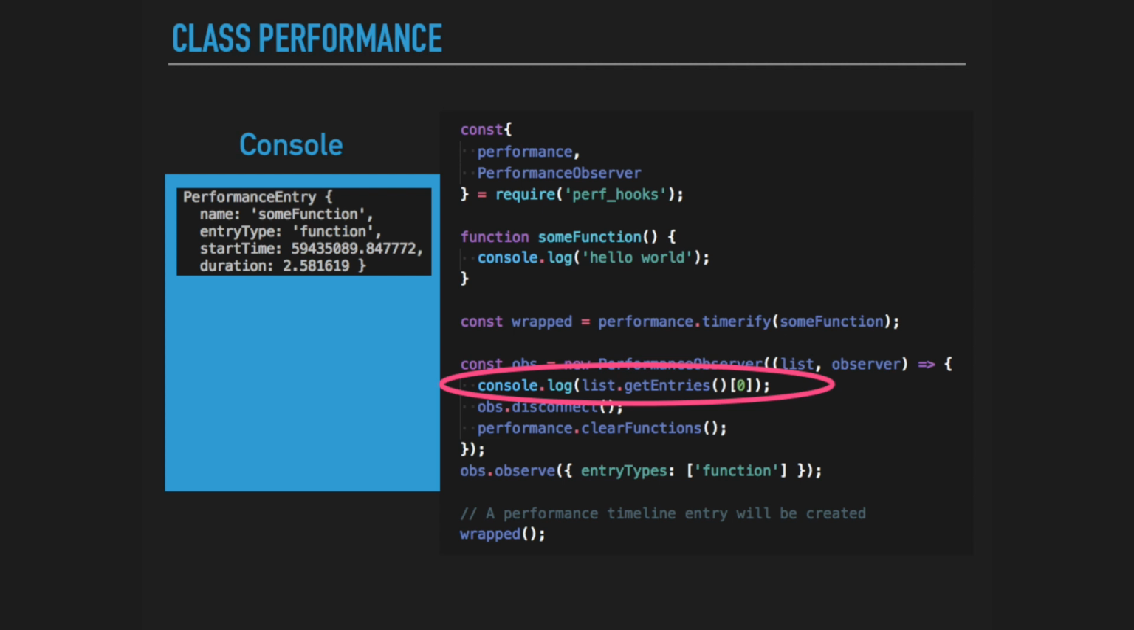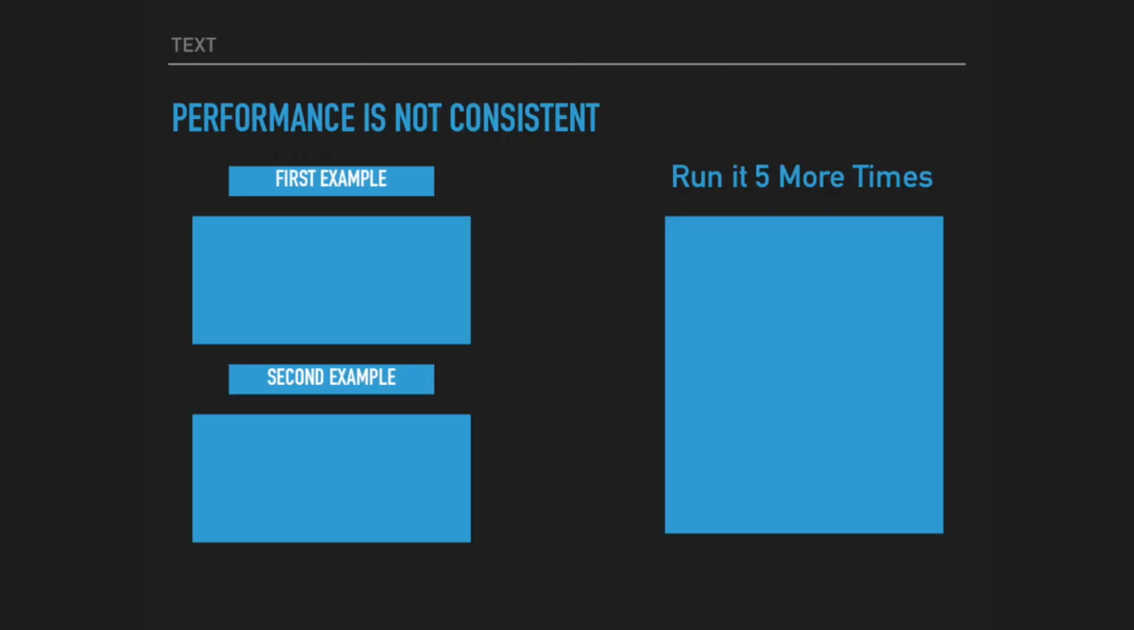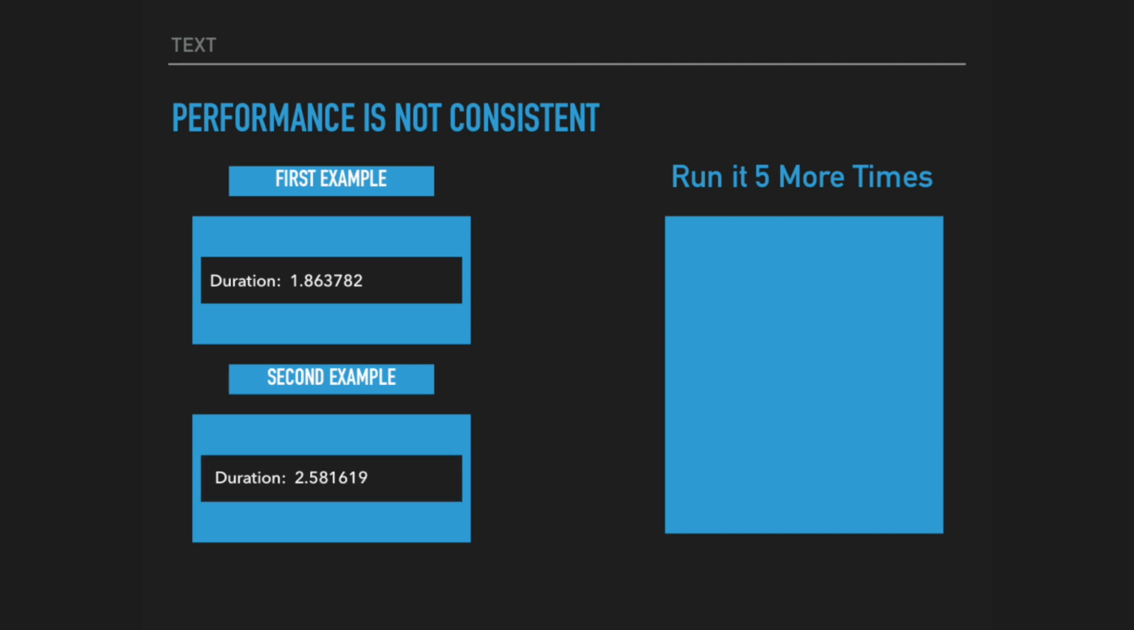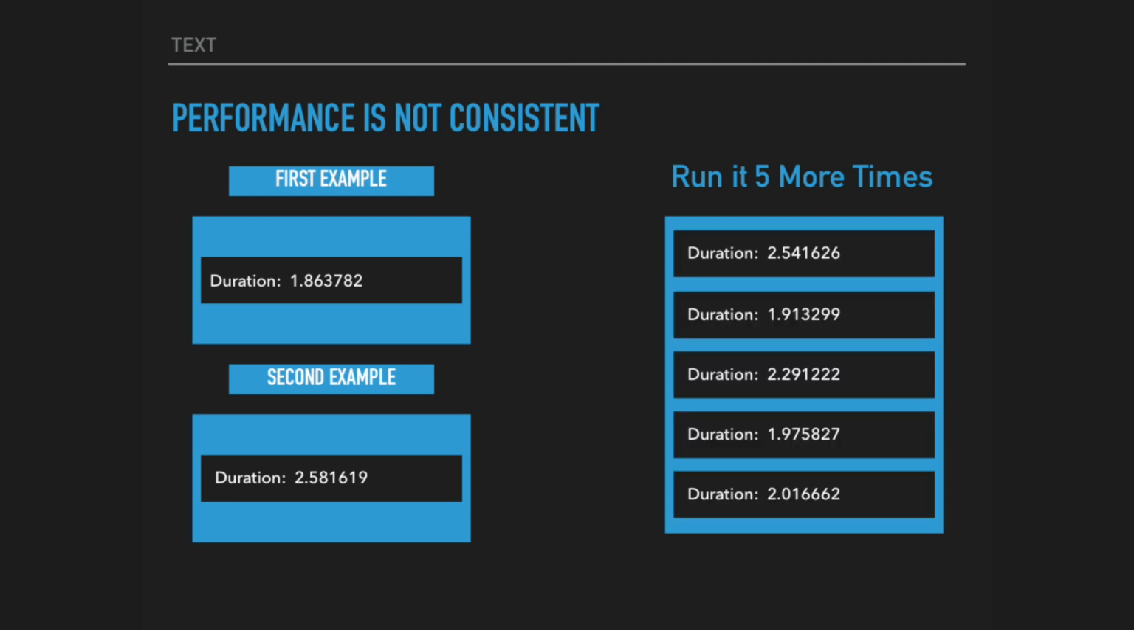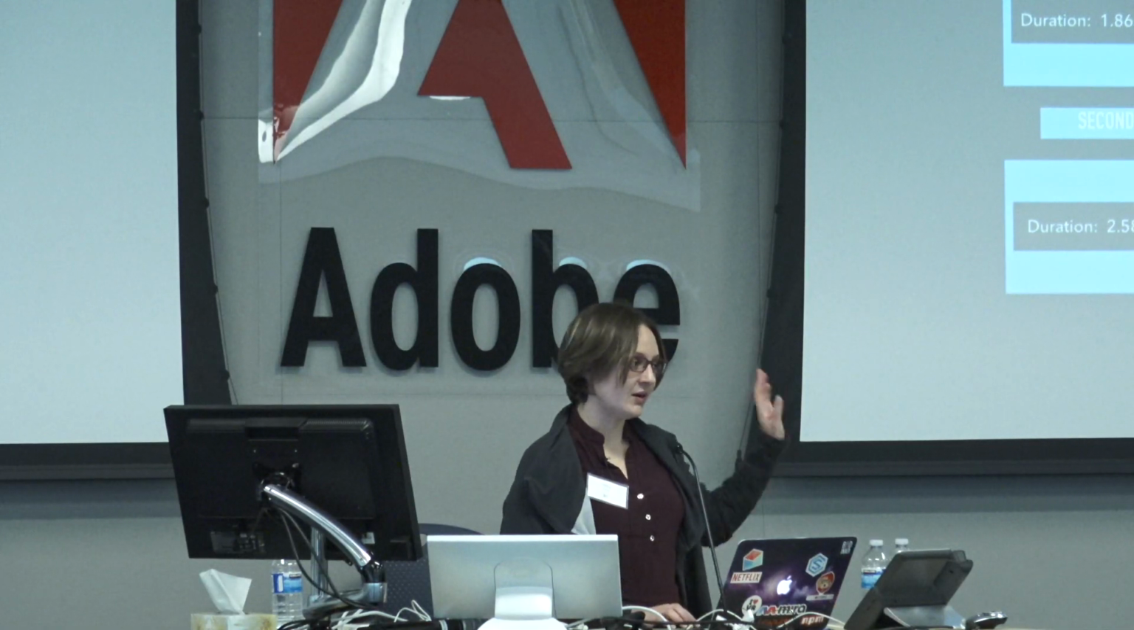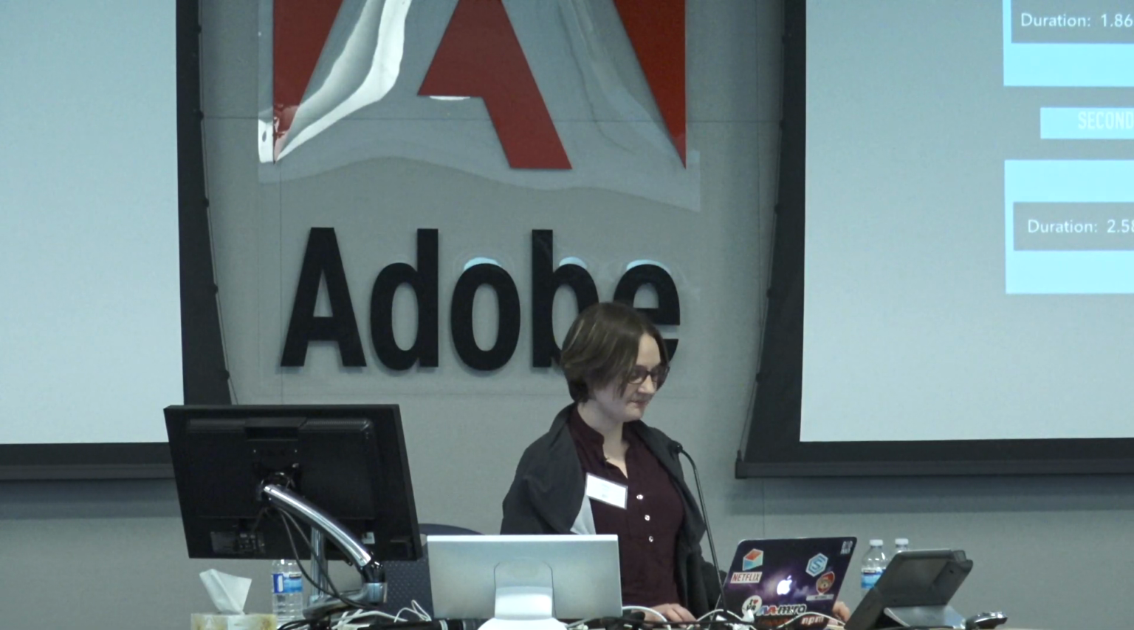One thing to keep in mind, which you may have noticed, is that performance is not consistent. In my first example, when I ran it, I had this duration. The second time I ran it, I had a different duration. What changed? I was console logging something slightly different, the whole performance entry versus just the duration. But I decided to run this five times, actually probably a lot more than five times, but I'm only going to show five. And the duration changed every single time. So if you are using any of these performance metrics and you want to have access to this data, it might be better to take some sort of average rather than just taking one instance of your performance timeline.